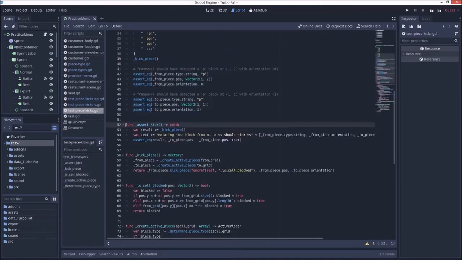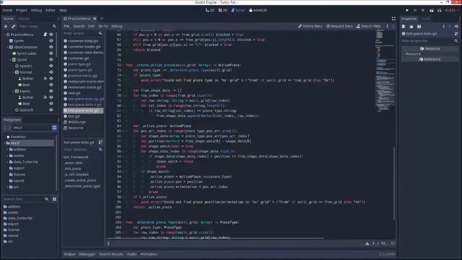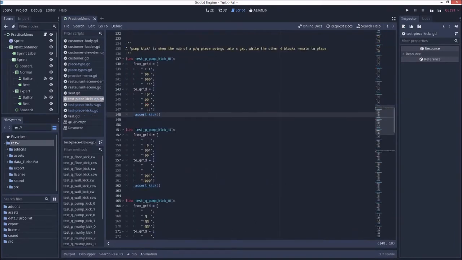This assert kick method is a method in the test base which dissects those diagrams and figures out, okay, well, you have a colon there, so that's where the wall should be. I thought this was a lot more maintainable than just arbitrarily saying, well, P piece at coordinate 2, 3 with orientation 0 and blocks at 1, 2, and 1, 6 should rotate this way. That's not going to be maintainable.